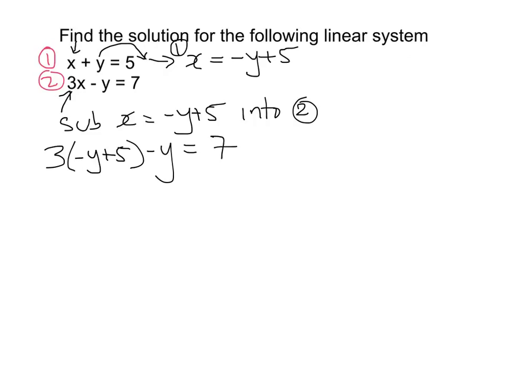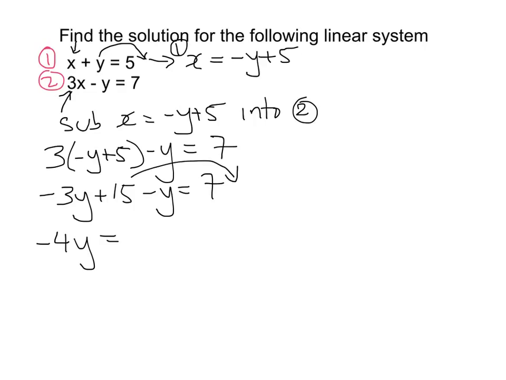And let's do our math. Negative 3y plus 15 minus y is equal to 7. And now we just finish it up. So negative 4y equals that over. So we get negative 8. Y is equal to 2. Finished? No, that's right. We still have to get our x value.